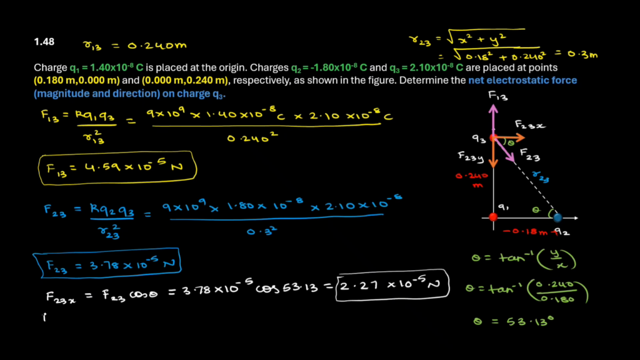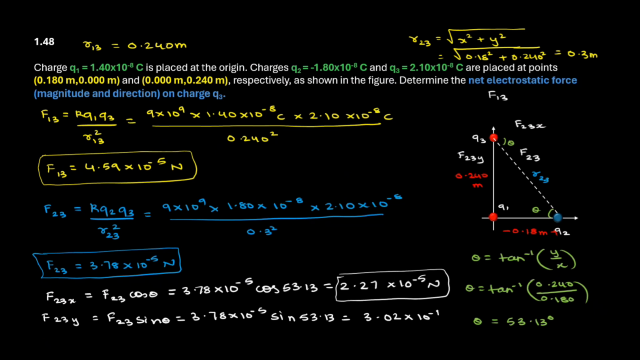Then we do the same thing to find the y component. We write F23y equals F23 sine theta. That is equal to 3.78 times 10 to the power negative 5 sine of the angle 53.13. And that gives you the y component to be equal to 3.02 times 10 to the power negative 5 Newton.